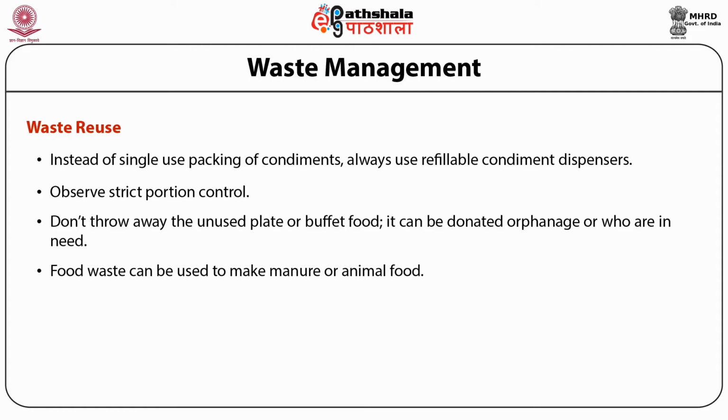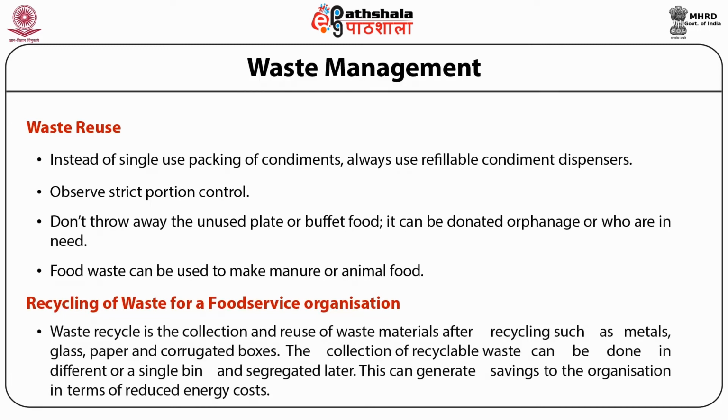Then the next main one is the recycling of waste for food service organizations. Waste recycling is the collection and reuse of waste materials, such as empty beverage cans and containers. Few materials such as metals, glass, paper, and corrugated boxes can be easily recycled. There is an urgent need for food service organizations to devise a mechanism to make sure that all the recyclable waste is recycled, keeping in mind the fact that on an average, a restaurant generates almost 50 tons of recyclable food waste. The collection of recyclable waste can be done in different or a single bin and segregated later.